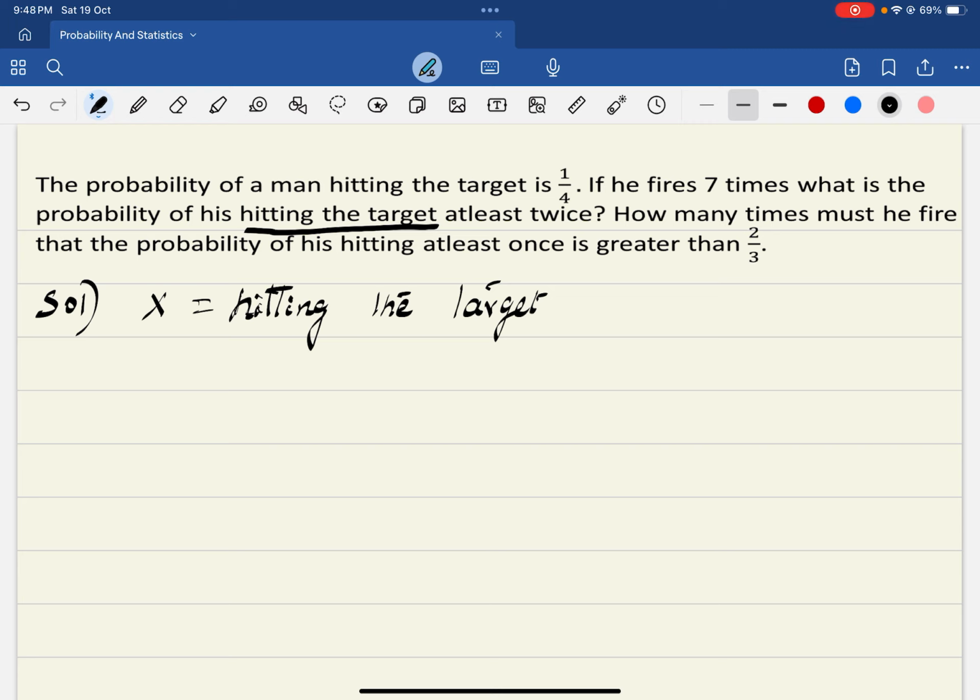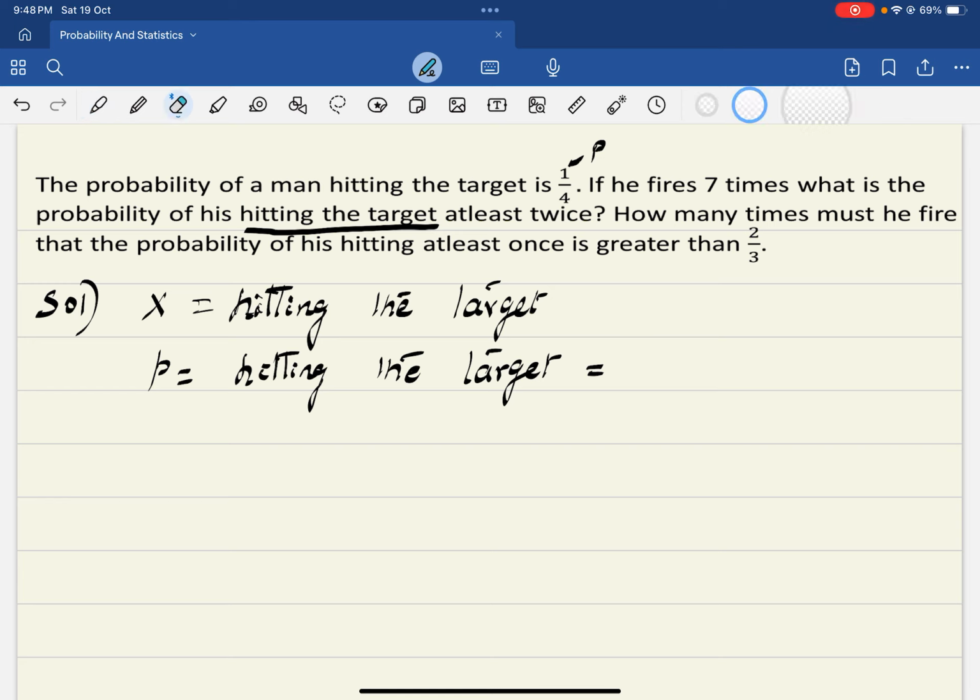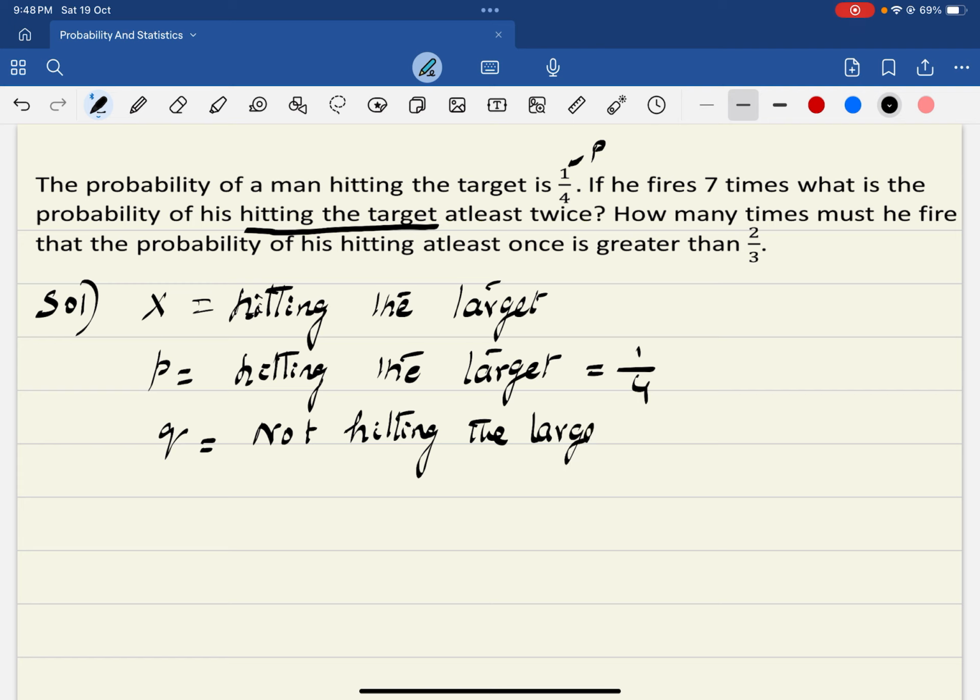Now when X is hitting the target, the probability of success is also hitting the target. Correct? The question gives the probability of hitting the target as 1 by 4. This is p, given by 1 over 4. Now what is q? q is the failure, not hitting the target, could not hit the target. It is 1 minus p, which is equal to 3 by 4.